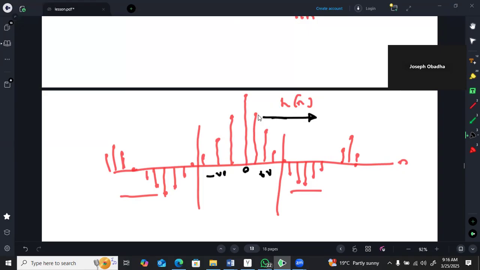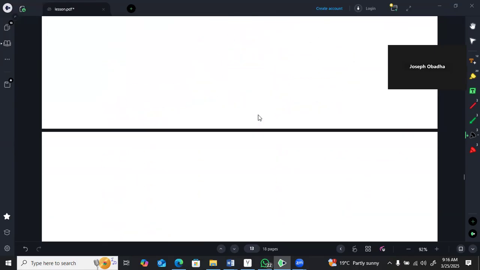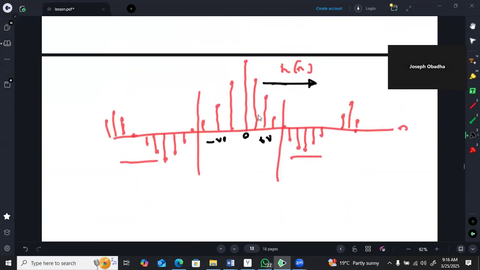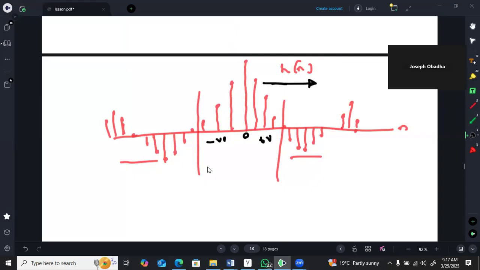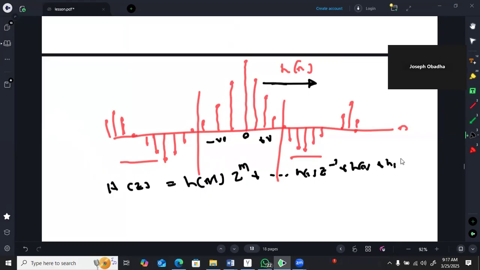So what we saw is that eventually when we come up with our filter, we will have the response in the form of H of z equal to h_m z^m plus ... plus h_1 z^-1 plus h_0 plus h_1 z^-1 plus ... plus h_m z^-m.